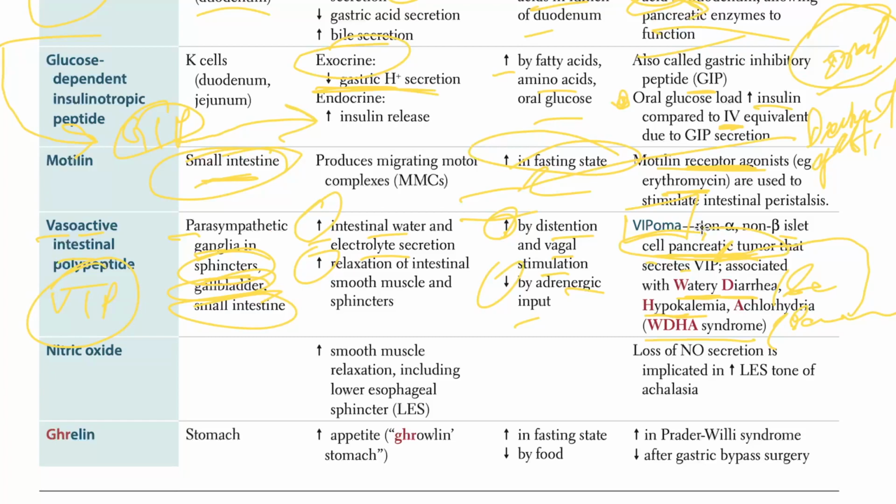One more thing, it's a tea-colored, odorless, long-standing secretory diarrhea. So VIP secretes the bicarb and electrolytes into the lumen. That's going to go straight out. And this is hypokalemia due to high volume diarrhea. And achlorhydria because of the absence of the gastric acid. No gastric acid.